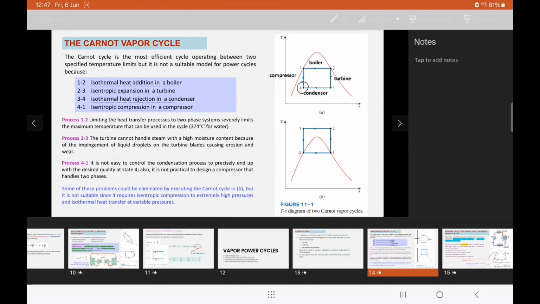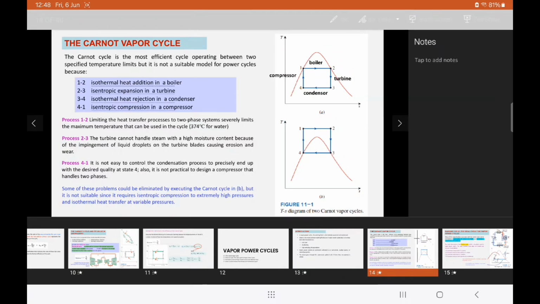Some of these problems could be eliminated by executing the Carnot cycle in figure B, but it is not suitable since it requires isentropic compression to extremely high pressures, meaning this is where our isentropic compression happens. So we say it is not suitable to do an isentropic compression to extremely high pressure, meaning from pressure P4 to P1, and isothermal heat transfer at variable pressures.